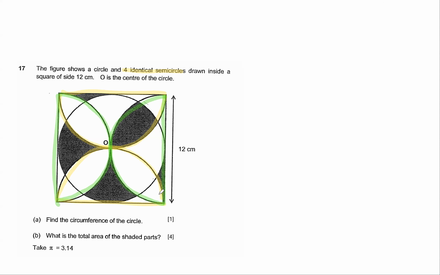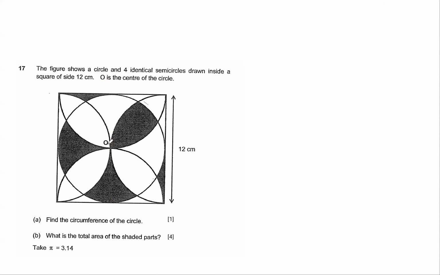And they are all drawn inside a square. So this is the square of side 12 centimeters. So from here you already can tell that the length of the square is also the diameter of our circle. So it passes through the center O, all right? O is the center. So 12 centimeters is the diameter.